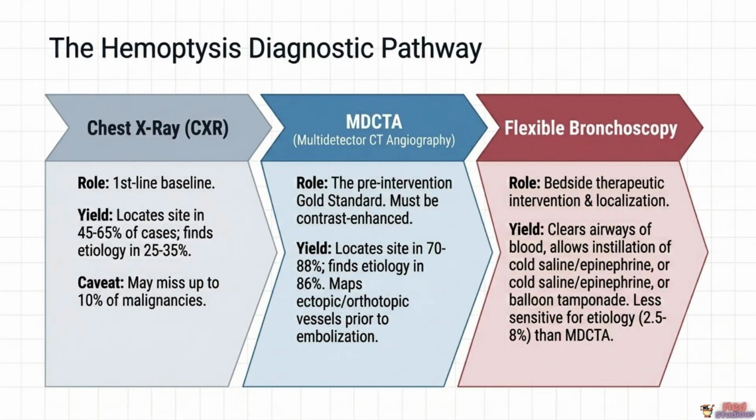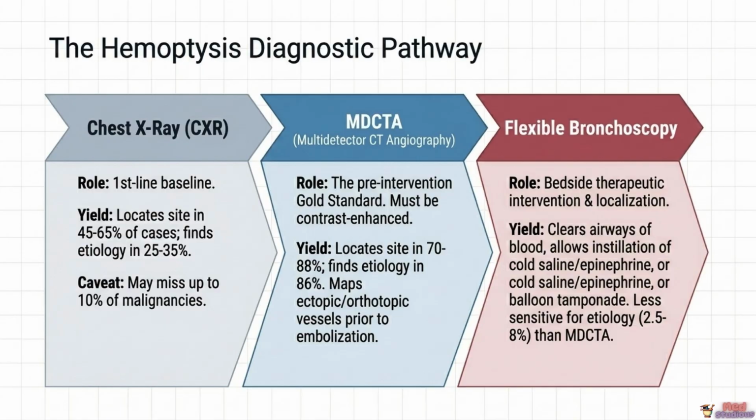Once the patient is stabilized, the diagnostic workup follows a structured 3-tool pathway. The first tool is the chest X-ray, the mandatory first-line baseline investigation. It can localize the bleeding site in 45 to 65% of cases and identify a causative etiology in 25 to 35%. However, an important caveat, chest X-ray misses up to 10% of pulmonary malignancies, so a normal CXR never rules out lung cancer.